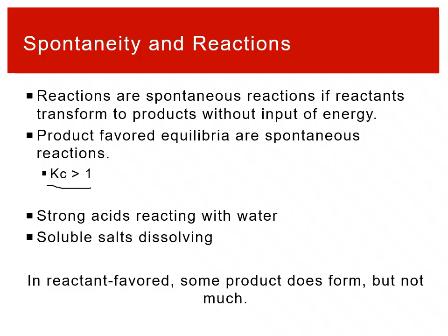This is something that we've talked about in specific instances. For example, strong acids have Ka greater than 1, so they fully react with water. When you put a strong acid into water, all of the acid molecules react with water. Soluble salts had a Ksp greater than 1. That means they fully dissolve. When you put that salt into water, it entirely dissolves. The ions will separate out. It is important to remember that in reactant-favored equilibria, some product does form, but not much. At the very end of all this, we'll return to that idea and we can understand why it happens.